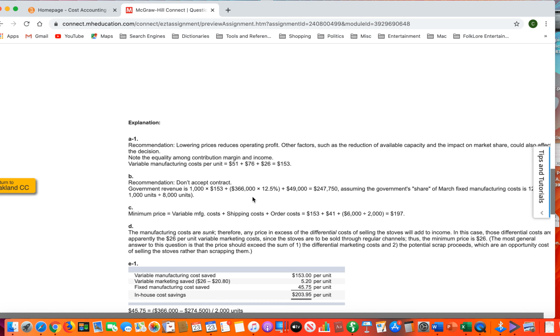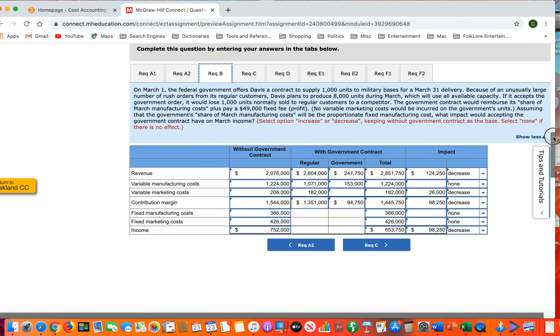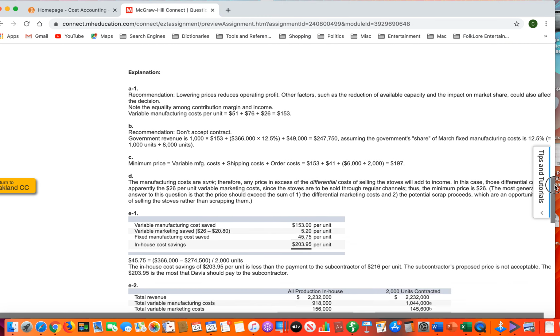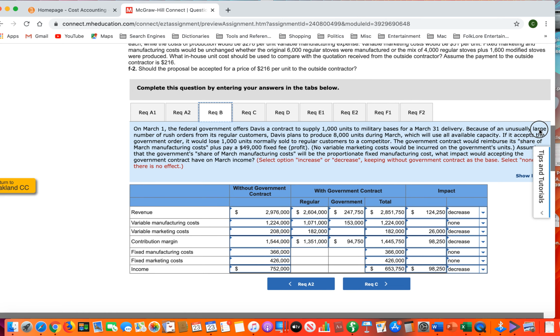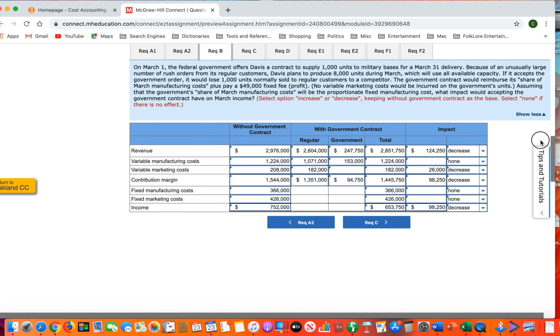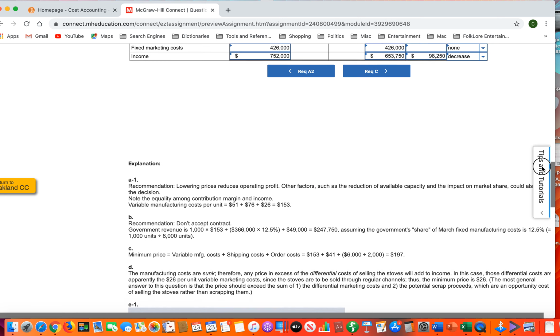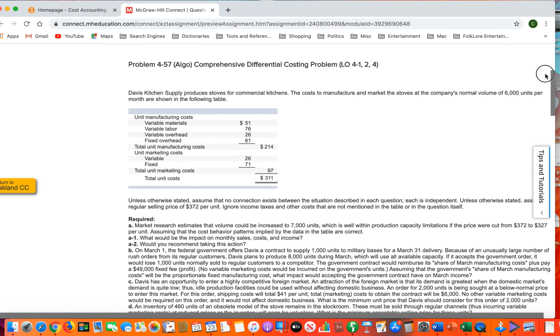Problem B is what probably gave most people some problems here, and I hope I have helped you understand it. And so the difference, of course, is that you would not accept the contract because you're going to be in the hole. You're going to be in the hole by $98,250. Okay? All right. Let's go to C.